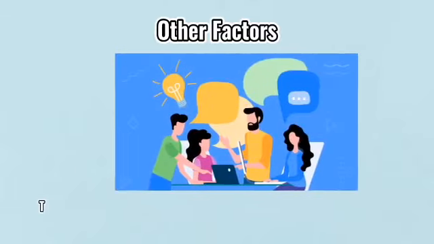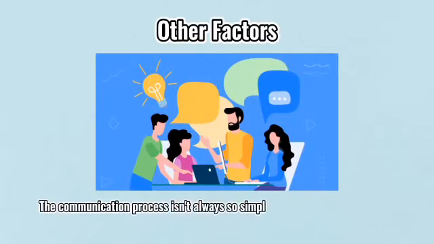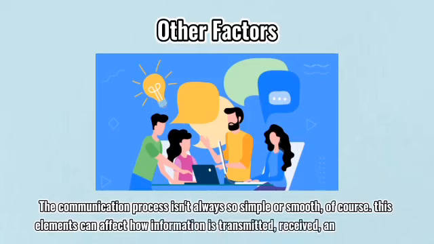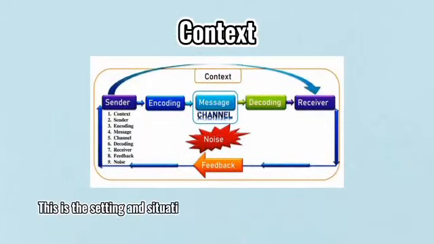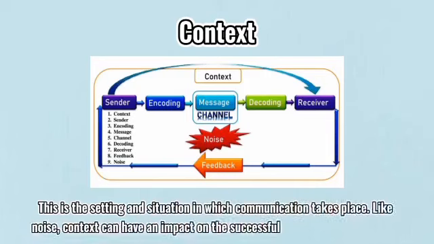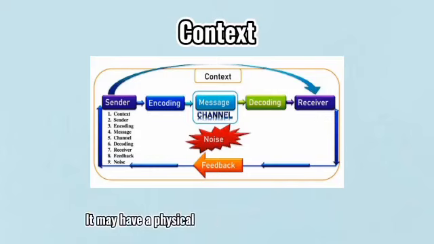Other factors. The communication process isn't always so simple or smooth. Of course, these elements can affect how information is transmitted, received, and interpreted. Context. This is the setting and situation in which communication takes place. Like noise, context can have an impact on the successful exchange of information. It may have a physical, social, or cultural aspect to it.